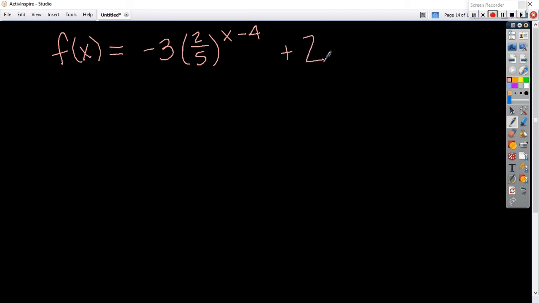Yeah. So before we actually graph it, let's talk about what we know. How do you know it's a decay? B is less than one, which tells me right off the bat it's going to be a decay. What else do you know? The asymptote is at two.